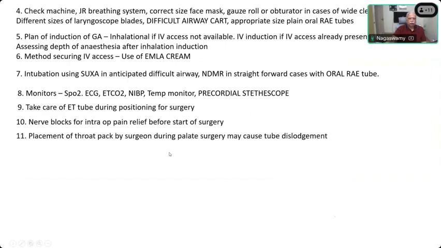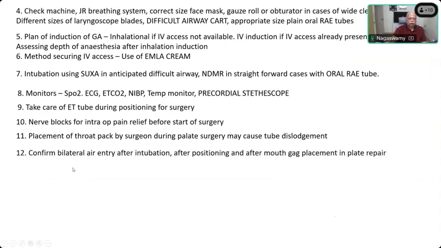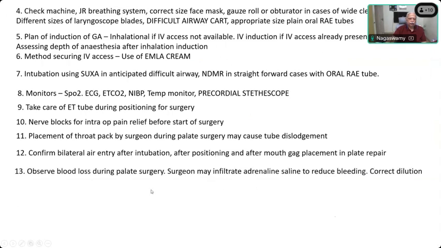Placement of a throat pack is only for palate surgery. So that is the time you have to take care of the tube also. And confirm bilateral air entry in 3 stages: 1st after intubation, 2nd after positioning, and 3rd after mouth gag placement in palate repair. So they may ask you, when all do you check the air entry? These are the 3 times that you have to check: after intubation, after positioning, after mouth gag.